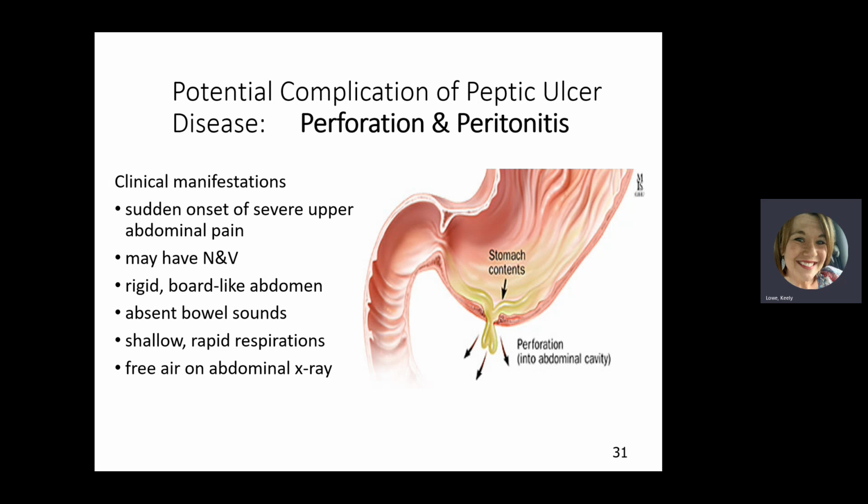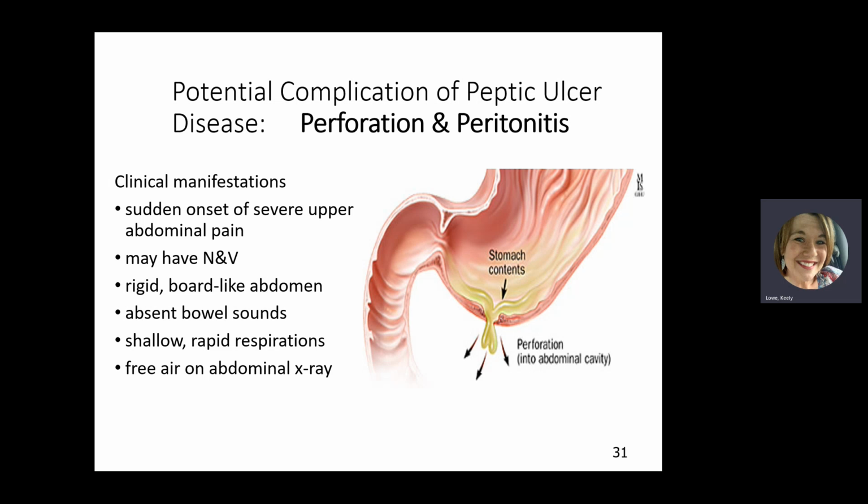Okay, so what do we see when patients have peritonitis? Again, a perforation, the contents of that area lead out. So is it the stomach? Is it the small intestine? It's all going out. We're going to see sudden onset of pain, severe pain.